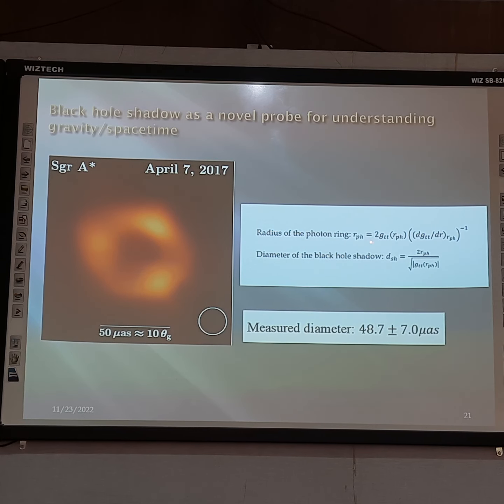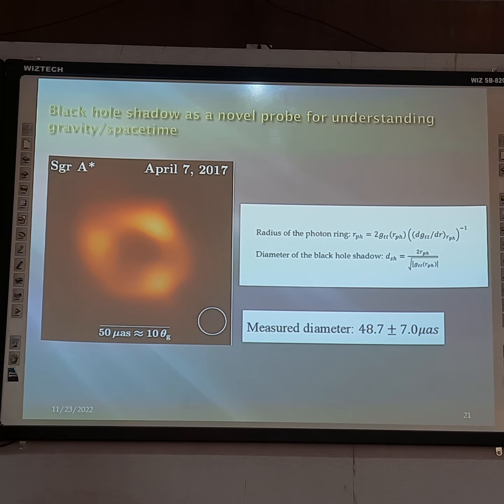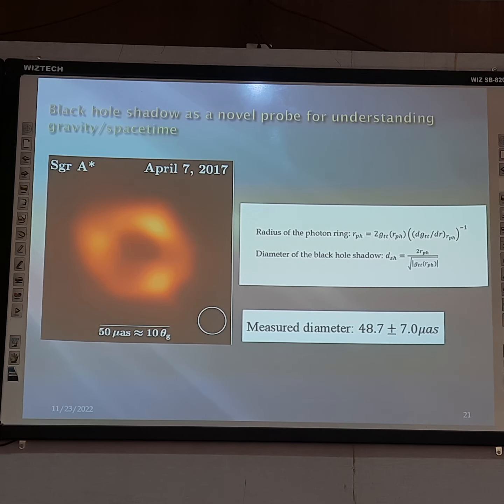And the expression of the photon ring depends purely on the metric, g_tt, the time component of the metric in space-time. So this is a pure metric effect. If we don't consider the plasma effect going on near the black hole and consider only the shadow part, the brightness depression, it is a purely metric effect. And the diameter of the black hole is purely governed by the photon ring and g_tt, the magnitude of the metric in the space-time line element. The major diameter that EHT reported is 48.7 plus minus 7 micro arc seconds. So we can use the measured size of the shadow to say something about the metric.